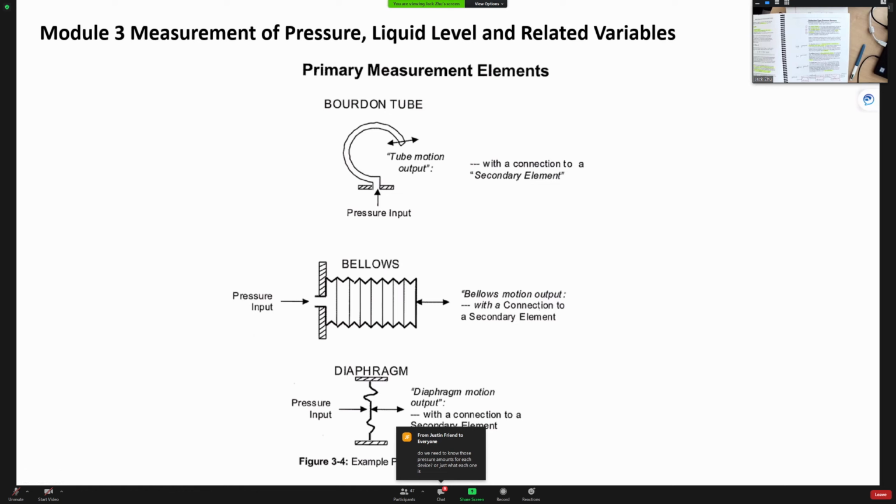Do you need to know those amounts? If you get a version F exam, you probably have to know the amounts. Other than that, you don't. Yeah, just like I said, remember the picture, how they look. I think those English words make sense down here, right? Why this is called a Bourdon tube, why this is called a bellow, the diaphragm.